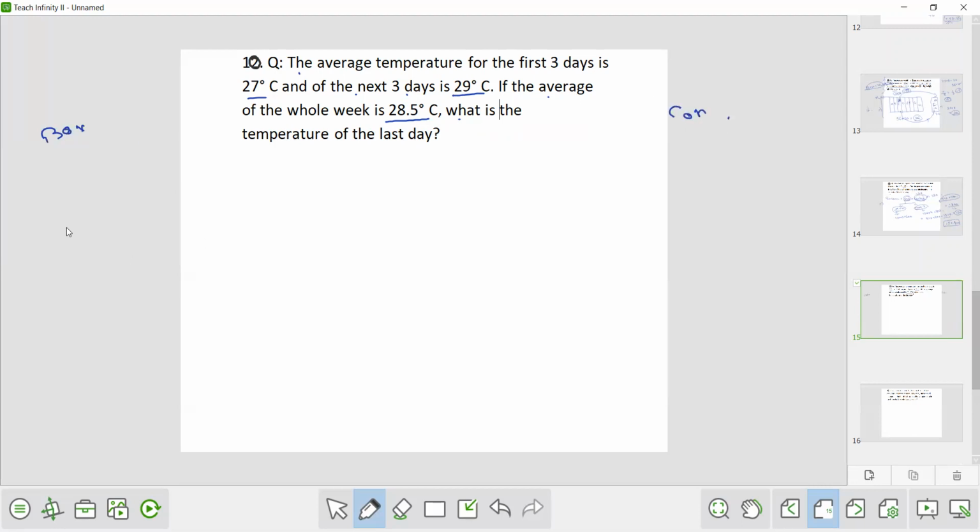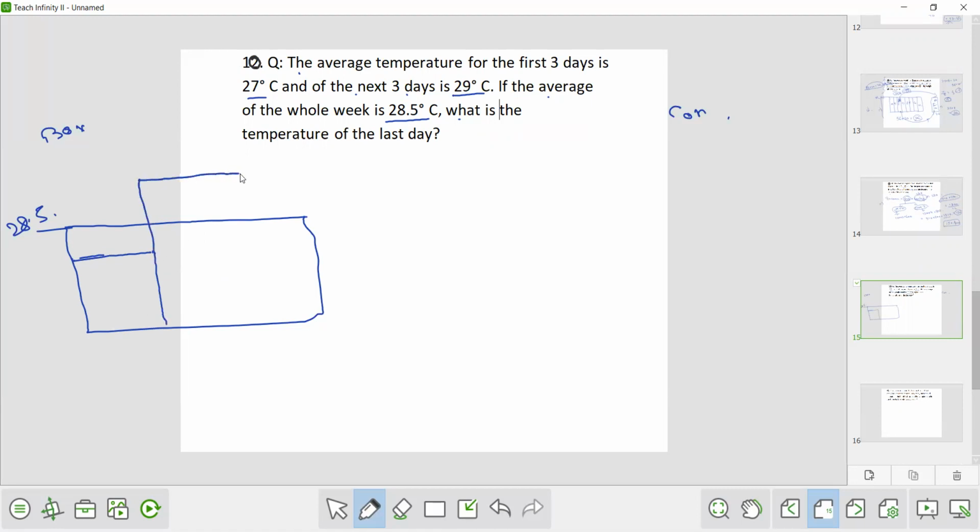By the box method, it is given that for the entire 7 days, the average is 28.5. So for the first 3 days, the average is 27. For the next 3 days, the average is 29. Now, what will be the temperature for the last day so that the average becomes 28.5? So how will you solve it by the box method?